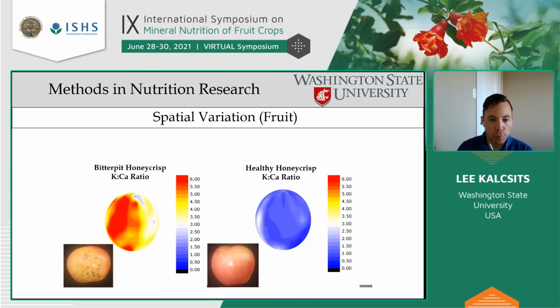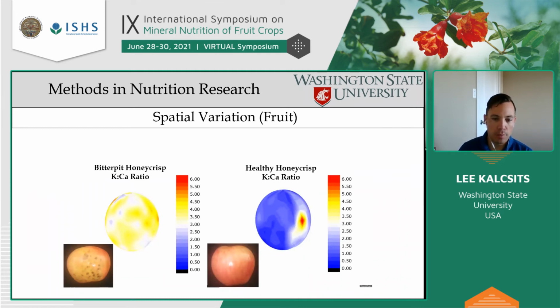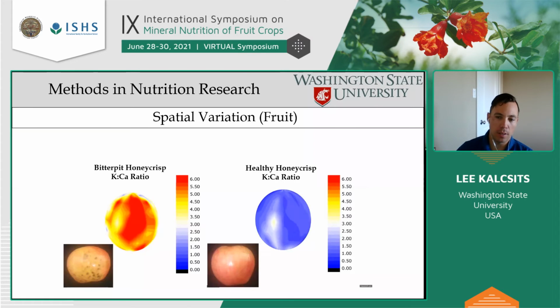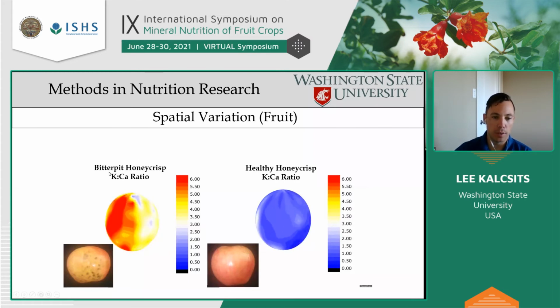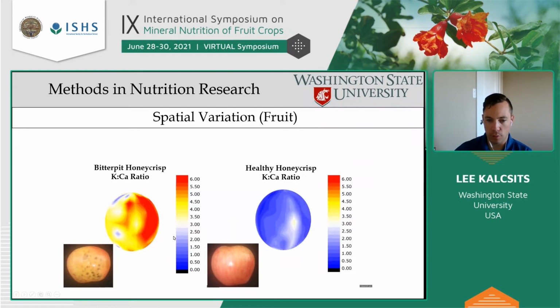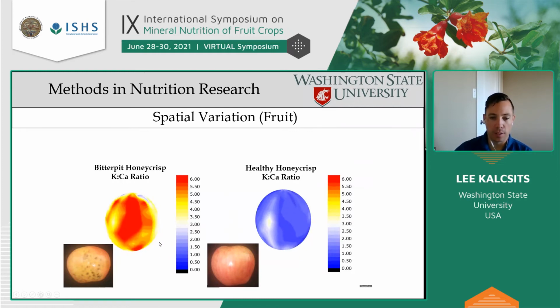And it's not just whole fruit. Because the measurement window is about 8 millimeters in diameter, we can map the surface potassium to calcium on the surface of the fruit and look at spatial variation on a whole fruit basis. Comparing a fruit affected by bitter pit to a healthy fruit, we see that the bitter pit fruit has, on average, a higher potassium to calcium ratio, which we'd expect. But we also see a lot of variability within that individual fruit, and it's important to consider in terms of how you do your sampling protocols.